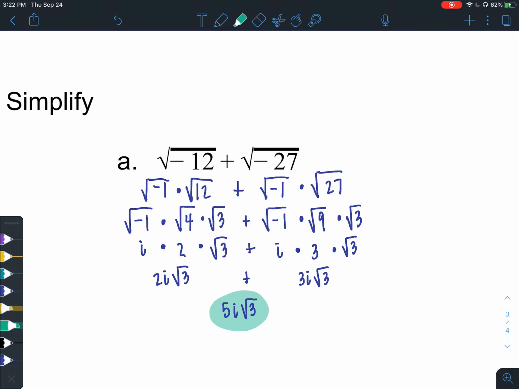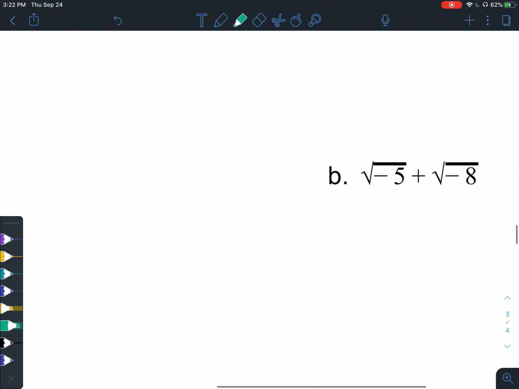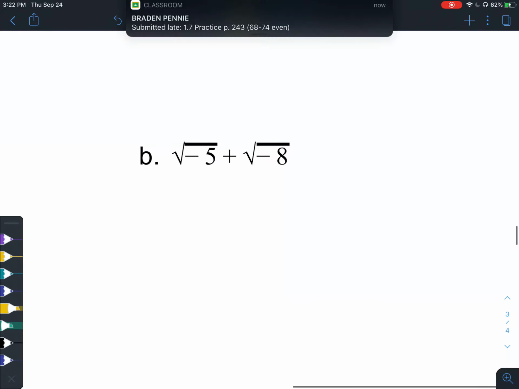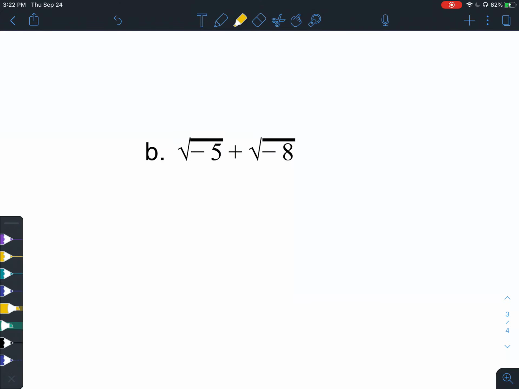You can skip steps if you feel comfortable, but if you are getting familiarized, then I would not. I'm going to show all of my work, so for those of you that need it, have it. Go ahead and let's actually change this problem to multiplication. So this is going to be negative 5 times the square root of negative 5 times the square root of negative 8.